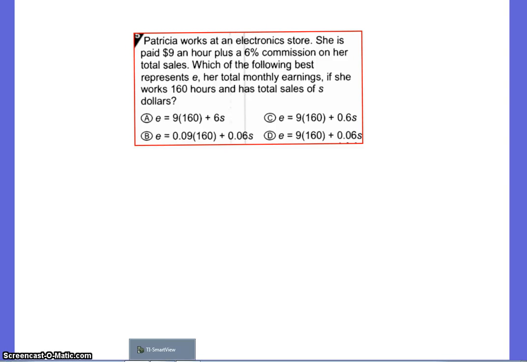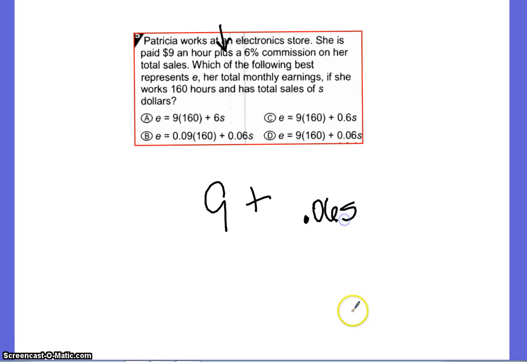Patricia works at an electronics store. She is paid $9 an hour plus a 6% commission on her total sales. Which of the following best represents E, her monthly total earnings, if she works 160 hours and has a total sales of S dollars? Okay, she is paid $9 an hour. Plus means plus. 6% commission, okay? 0.06 on her sales. Sales has to be here.